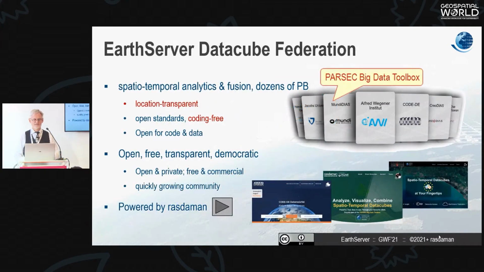And this is the principle that is pursued by the EarthServer Federation. We present these data that are lying around in the archives already as data cubes. That makes it easy then to do spatiotemporal analytics and also data fusion, combination of different data cubes, in a totally location-transparent manner. That is, you don't need to know where the data sit. So you combine one data cube that is sitting on Mundi, close to Karlsruhe, with another one that is sitting at CREODIAS, which is in Warsaw. And you just don't see that any longer.